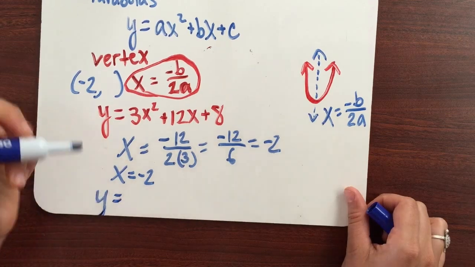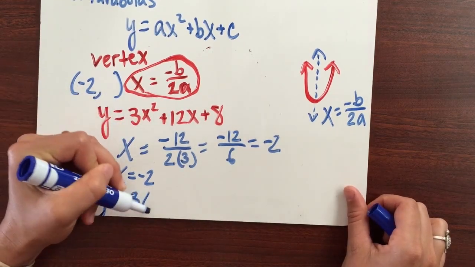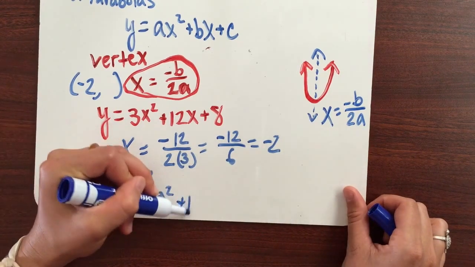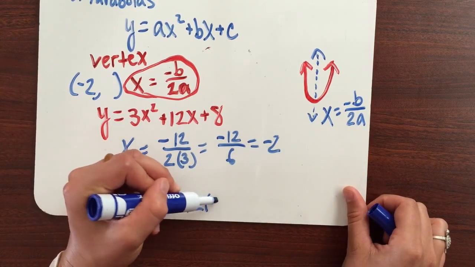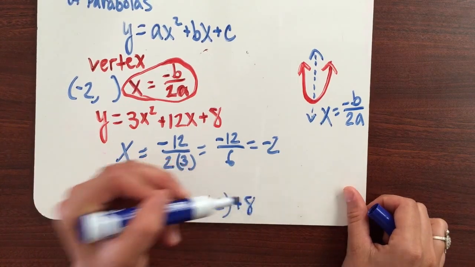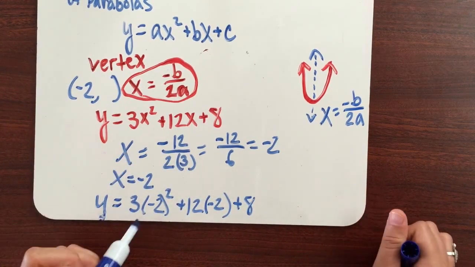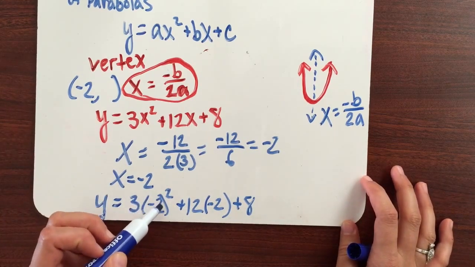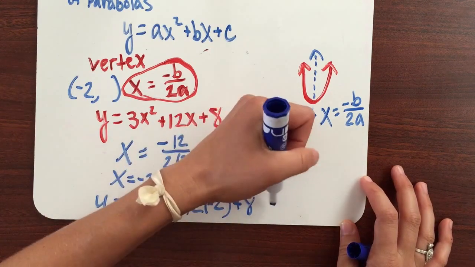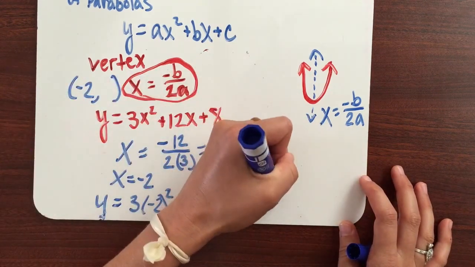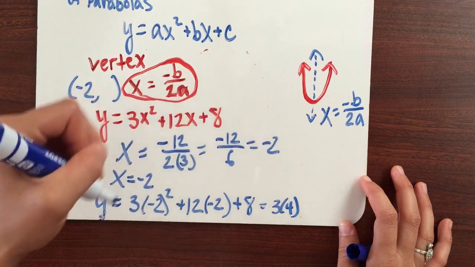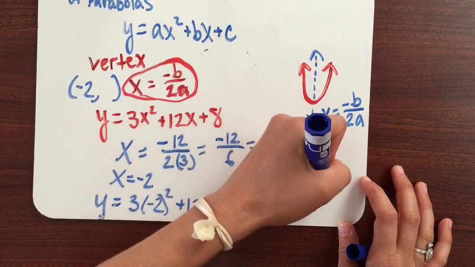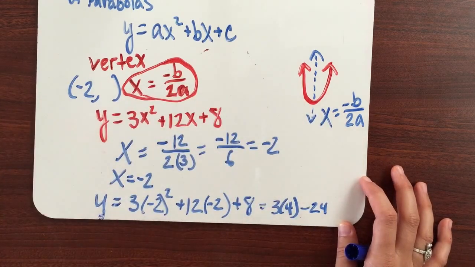And we have y equals 3 times negative 2 squared plus 12 times negative 2 plus 8. And then we will evaluate that. So we have 3 times a negative 2 squared is 4. So this is going to be 3 times 4 minus 12 times negative 2 is a negative 24 plus 8.